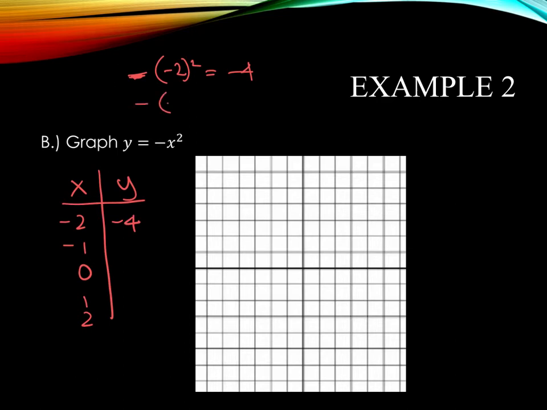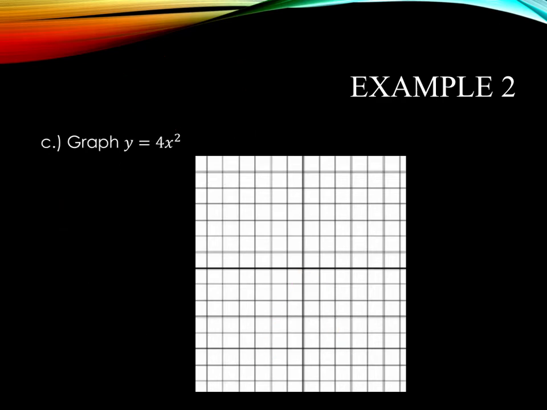Then I have a -1 squared, which will give me a -1. 0 is going to be 0, and if I plug in a 1 and I square it, but I apply that negative to it, now I get -1, and then I'll get -4. And again, I'm going to plot my points, and then I'm going to connect them, and I end up with something like this.